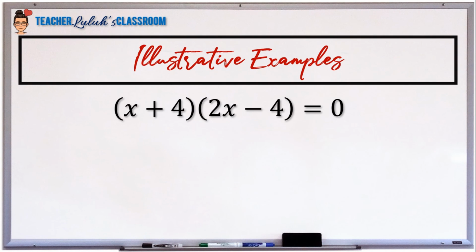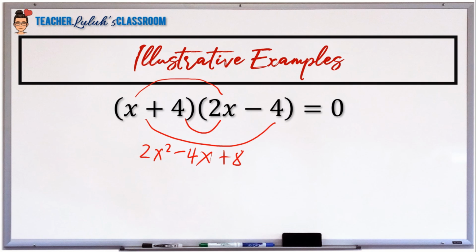Let's have this. This is our last example for this video. Let's have x plus 4 multiplied by the binomial 2x minus 4. As you can see, hindi pa siya standard form. Pero at least, 0 na yung kabila. Okay? So, how do we simplify this? We can use the FOIL method. Okay? First times the first. So, we have 2x squared. Outer times outer. We have negative 4x. Inner times inner, we have 8x, and then 4 times negative 4 is negative 16.